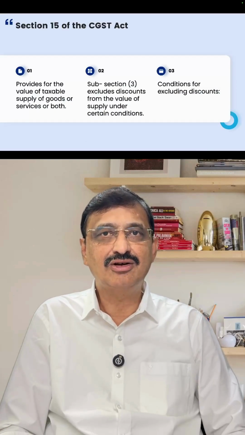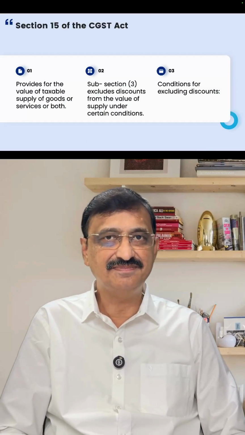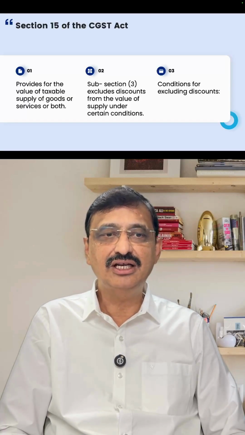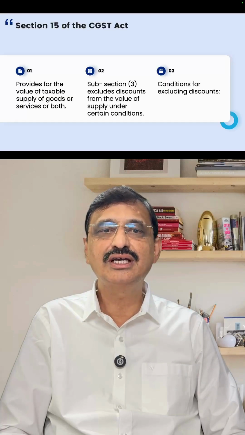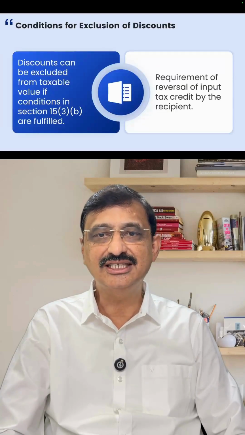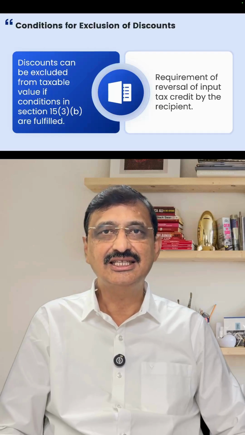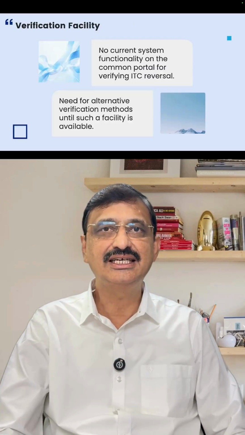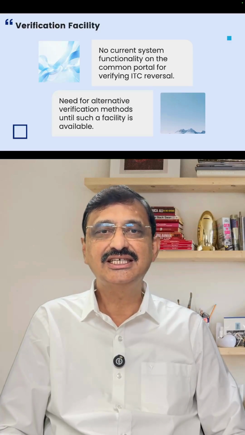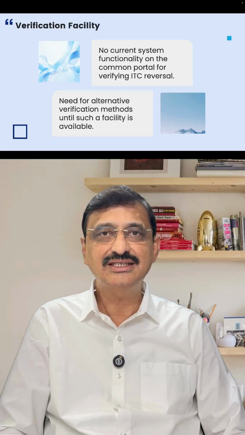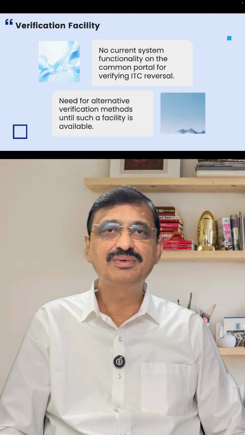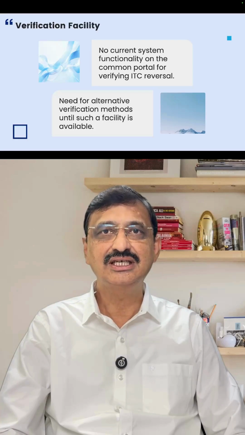the supplier. Now, Section 15 of the CGST Act states that the taxable value of supply does not include a discount given by the supplier if certain conditions are satisfied. One of the conditions is that the recipient has to reverse the input tax credit availed by him proportionate to the GST credit note. Now, there is no current system for verification by the supplier or the GST department whether the recipient has reversed this input tax credit.